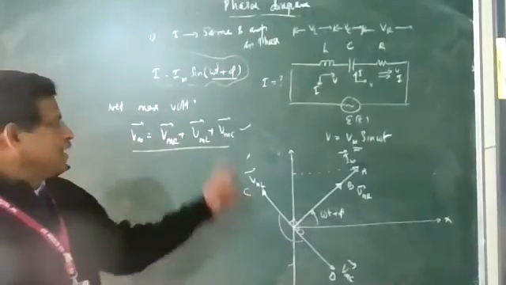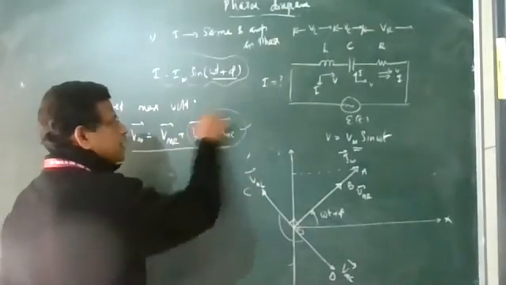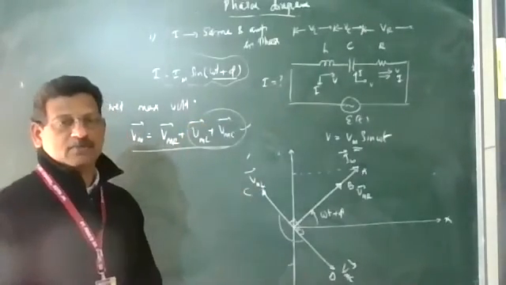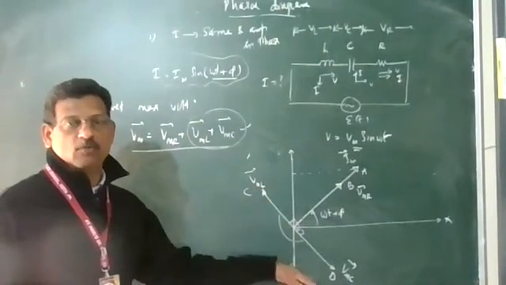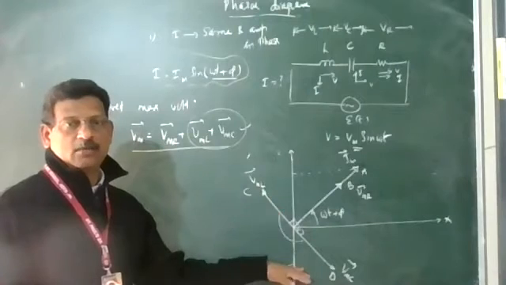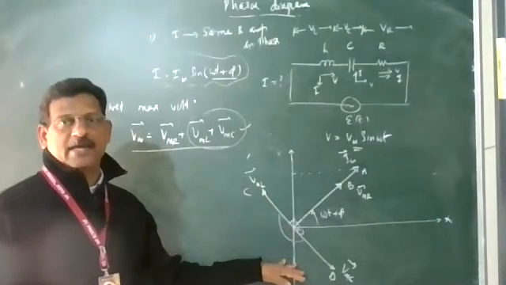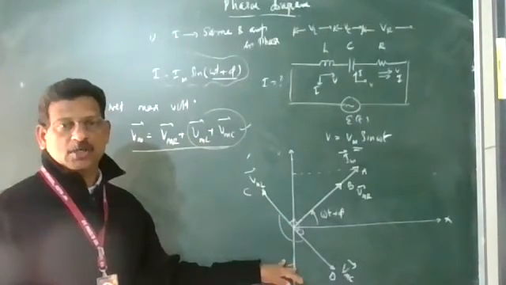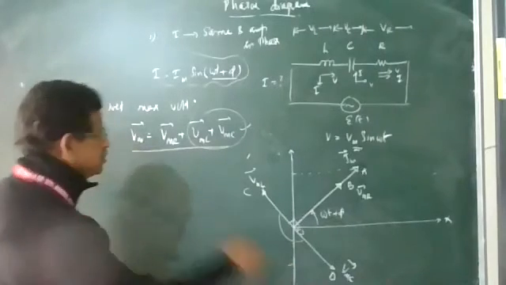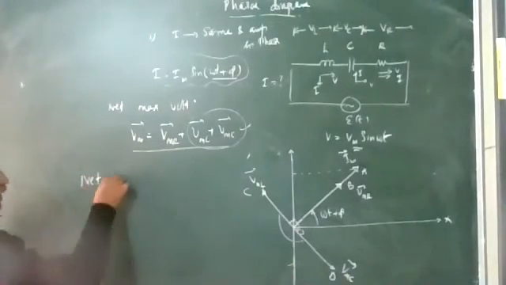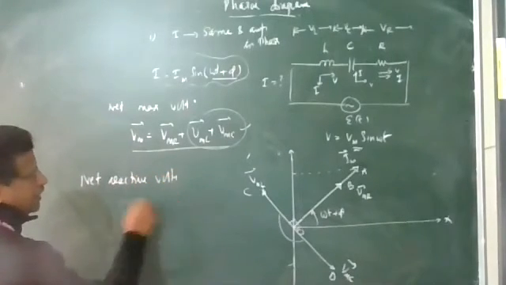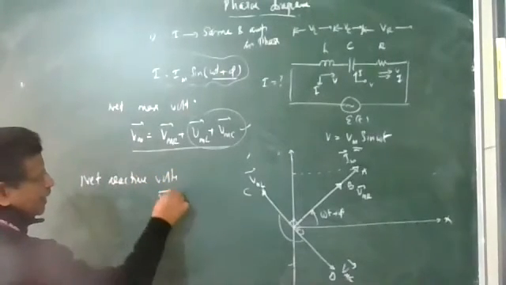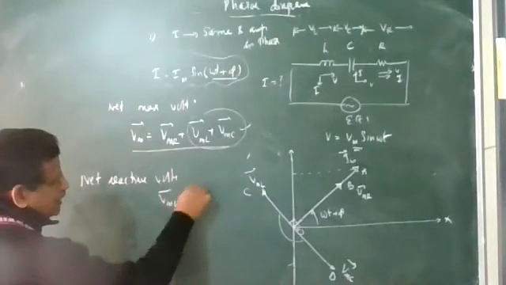Okay, so out of these two, they are in opposite directions. The phase difference between them is 180 degrees. We call them reactive voltages. The inductor voltage and capacitor voltage are in opposite directions. So what is the net reactive voltage? The net reactive voltage between inductor and capacitor is VML minus VMC. Which one is greater? We don't know.